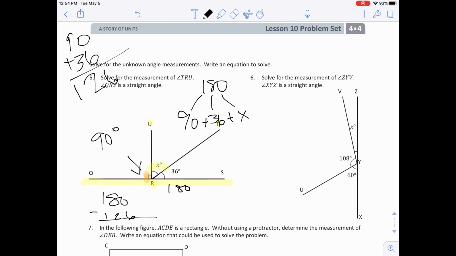0 minus 6. Oh wait, we can't do that. We have to regroup. 10 minus 6. Correct, 4. 7 minus 2. Correct, 5. 1 minus 1. Correct, nothing. So we have 54 as our answer here.